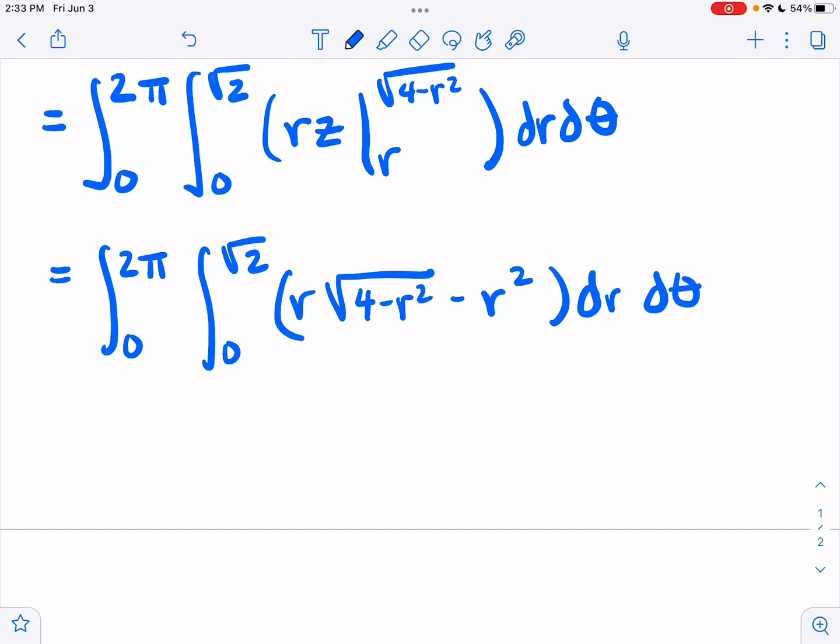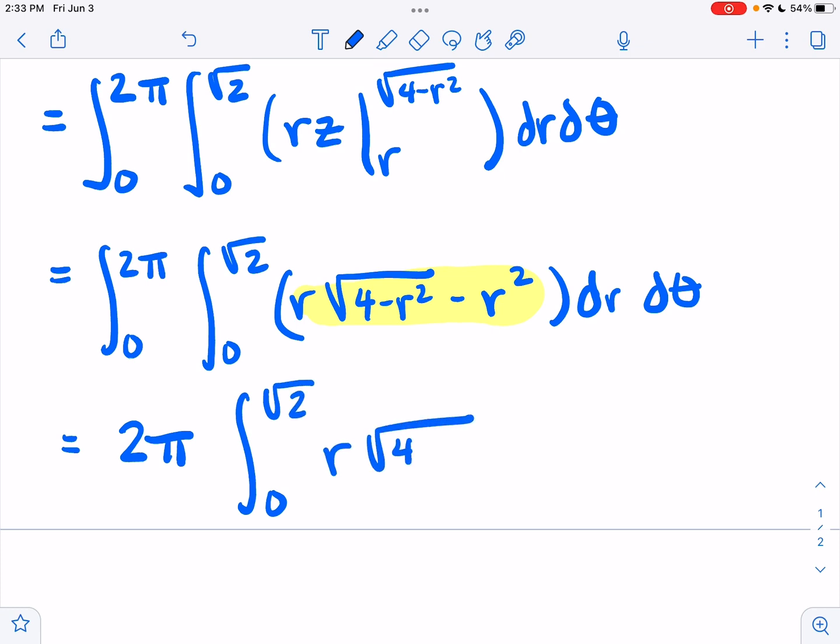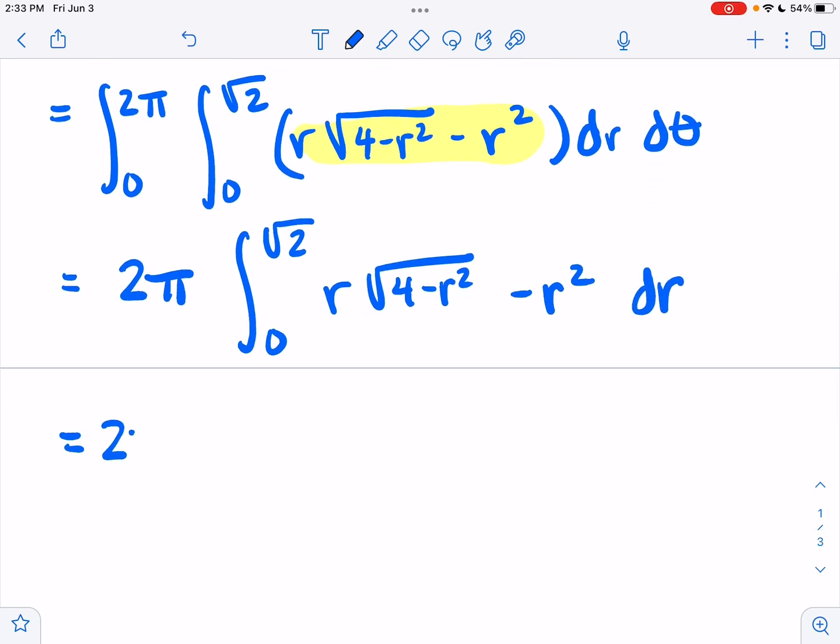That's it. Now the theta integral, there's no theta dependency. We talked about this last time. There's no theta in here. So we know the theta integral is just going to contribute 2 pi. So 2 pi times the integral from 0 to the square root of 2, r times the square root of 4 minus r squared dr. And finally, I'd like to break that up and leave it for you to finish.